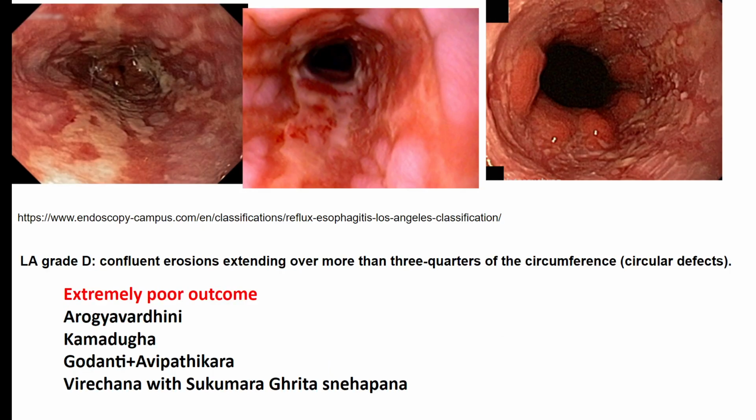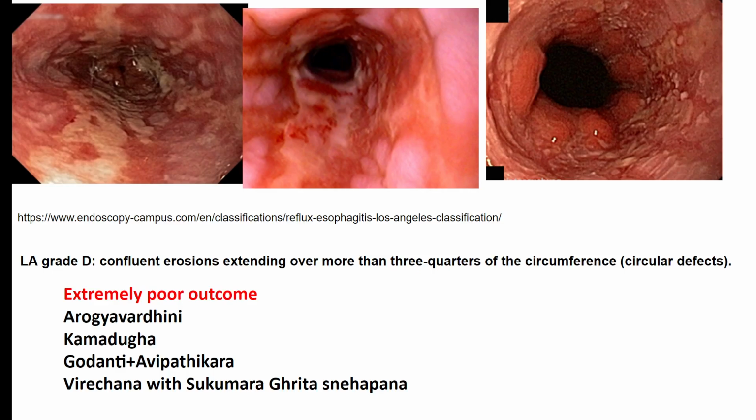Now, grade 4 is when there would be huge erosions extending more than 3/4 of the circumference, which we call circular defects. These also are now becoming more common, and in these conditions, the symptoms would be severe food intolerance. The patient would have food intolerance, and a feeling of food getting stuck at the thoracic area is quite common. And the patient may have hematemesis.